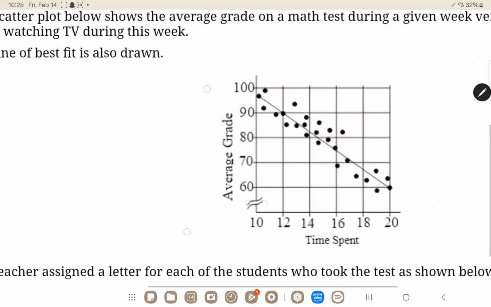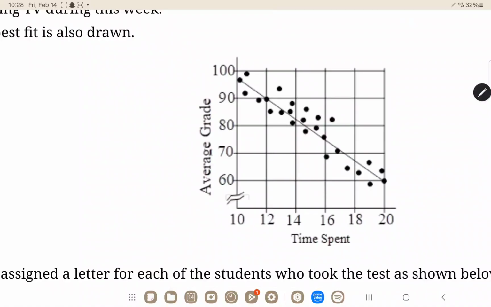Now they want the number represented by x. So you need to find the equation of this line that's drawn in red. Now what we're gonna do is find 2 points on the line. We can see we have this point and this point. Let's write down the coordinates. So (20, 60) and (12, 90).